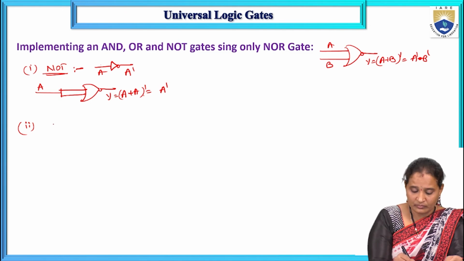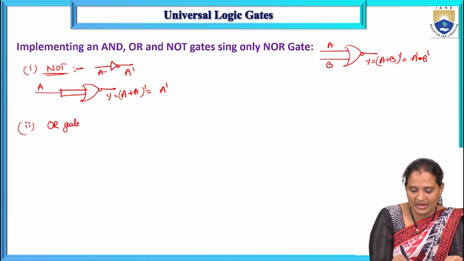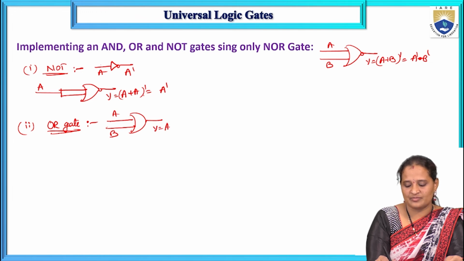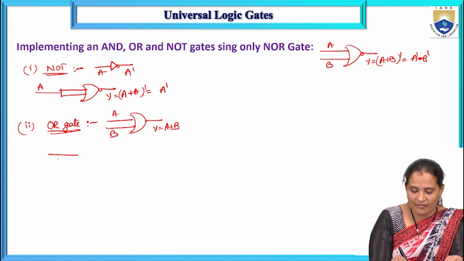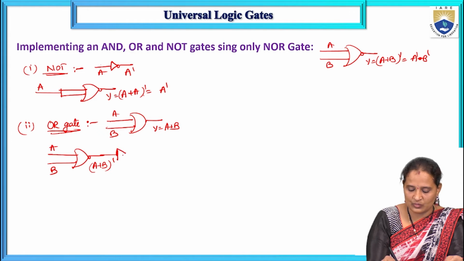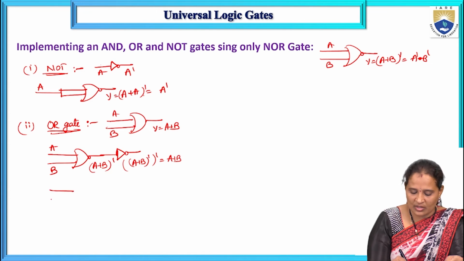Now let us consider the OR gate. How to implement the OR gate? The OR gate symbol is this one, and the output of the OR gate is A plus B. Now I have a NOR gate. What is the output of a NOR gate? If I give A and B as the input, then A plus B whole bar. What I have to get is A plus B only. For that I use a NOT gate again here, so that A plus B complement whole complement is equal to A plus B. That is what we need to do.